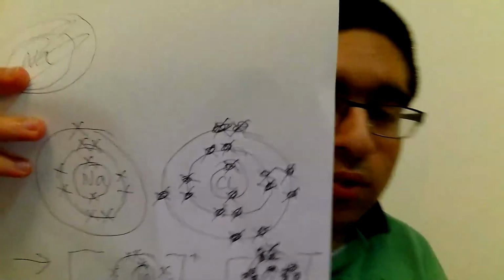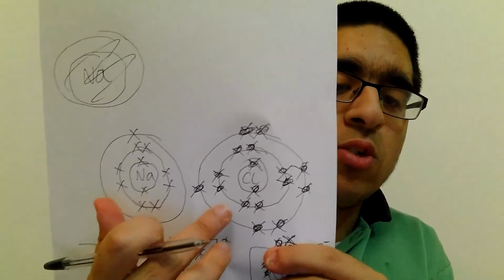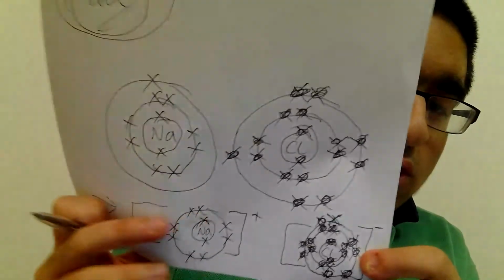Basically you should know how to draw electronic configurations, and then obviously one electron, and then one electron that I'm showing here. So sodium I've drawn with crosses. The chlorine I drew with crosses, but it's actually meant to be dots, which I've tried to do there.